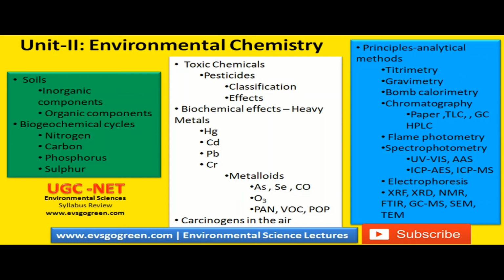Finally, you have to go through flame photometry and spectrophotometry. Under spectrophotometry, you have different types, ultraviolet and visible wavelength. Then you have AAS, atomic absorption spectrophotometer. You have the ICP, inductively coupled plasma spectrophotometer. Then you have the AES, ICP-AES, we call it collectively. Then ICP-MS. MS is mass spectrometry.